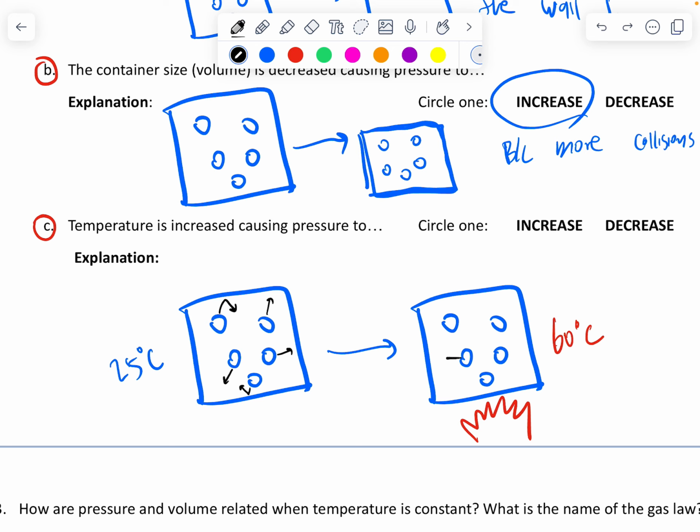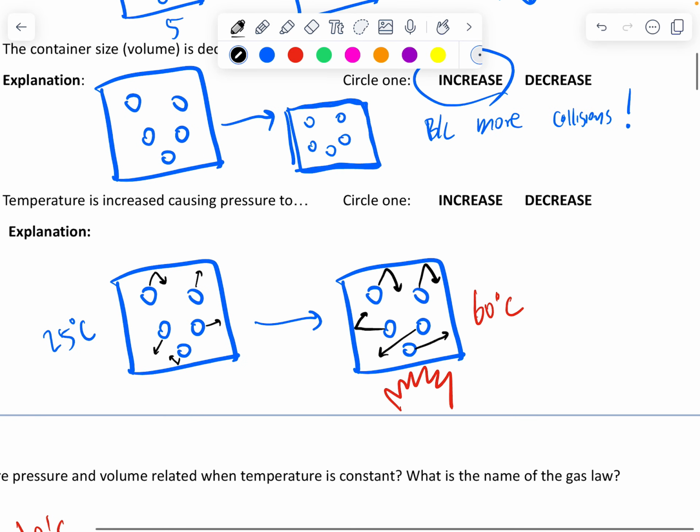So I'm going to go ahead and draw. I'm being really obvious right now and drawing a lot, just longer arrows, so that you can kind of visualize. I mean, it's pretty obvious that the arrows are longer, right? Which means they're moving a lot faster, which also means that the pressure has to go up, right?